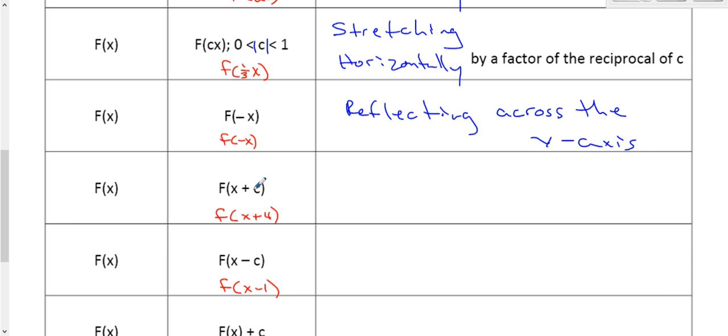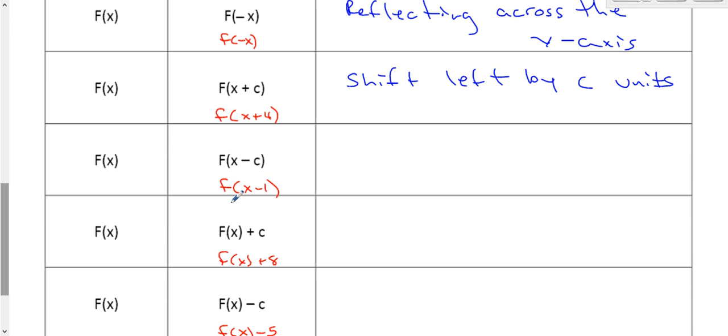If I'm adding on the inside, that is going to shift to the left that number of units. So shift left by c units. In my example here, I would be shifting left by 4 units. If I'm subtracting a number on the inside, that's going to the right by that number of units. So shift right by c units. And in my example, I would be shifting to the right by 1 unit.